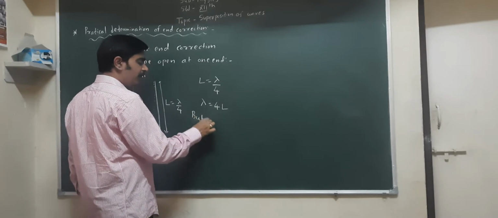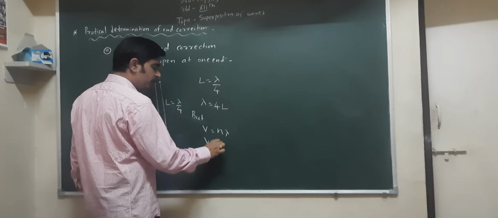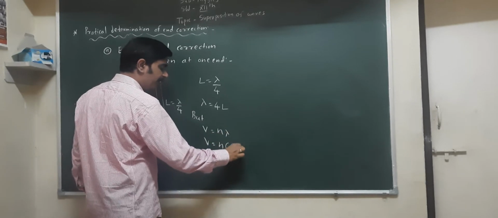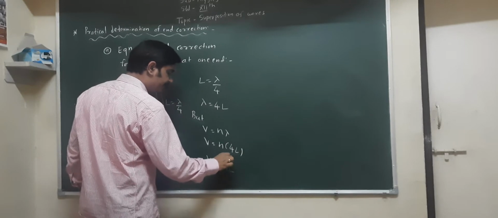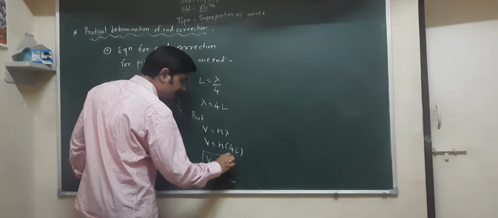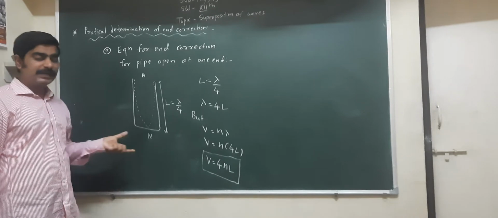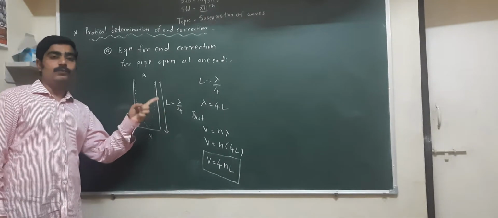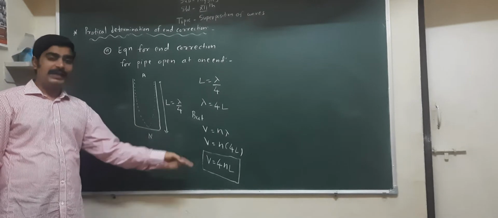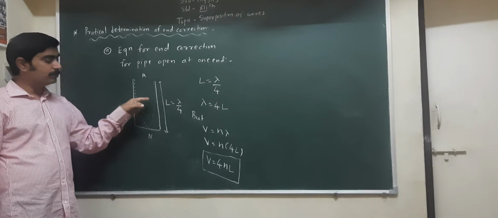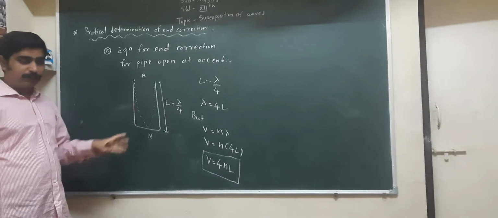But what is the formula for velocity? V is equal to n into lambda. What is lambda? 4L. So V is equal to 4nL. So this is the basic equation for the pipe open at one end. Here we have the equation for velocity. So velocity for pipe open at one end, V is equal to 4nL. Now remember, capital L is equal to small l plus e. Okay. Now here we have got the equation for the velocity.